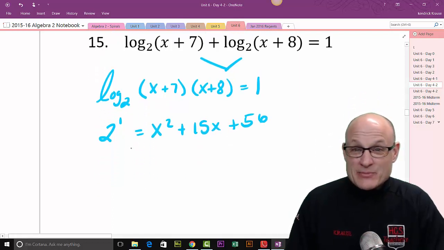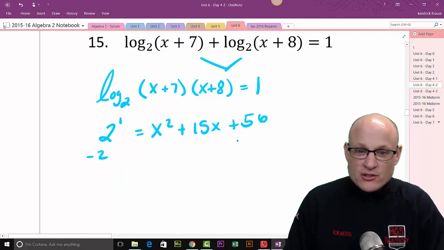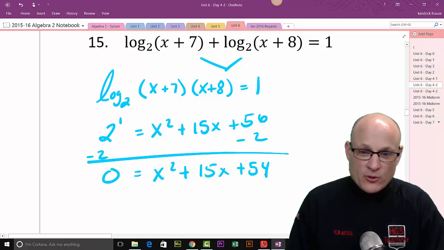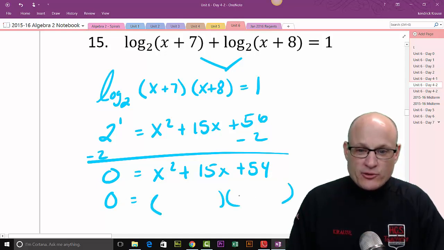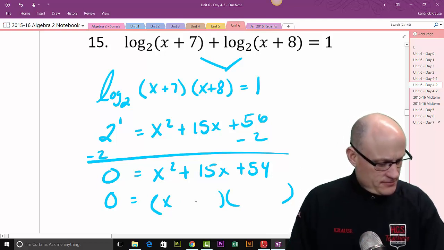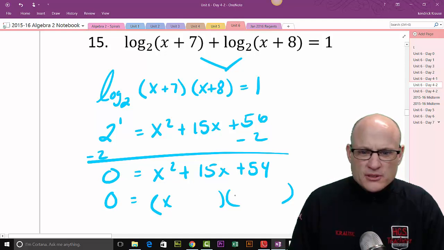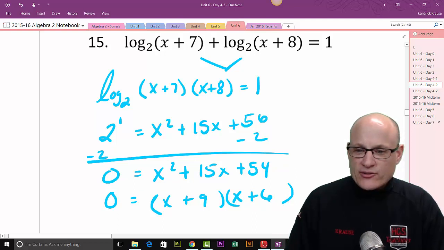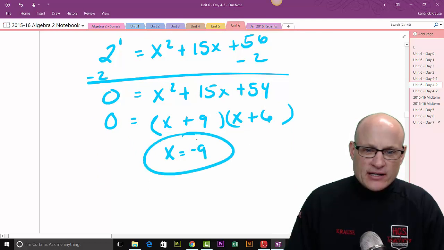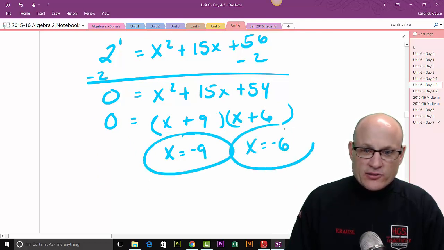It's a quadratic that needs to be set equal to 0, so I'm going to subtract 2. Subtract 2. Right? I get 0 equals x squared plus 15x plus 54. I need two numbers that multiply to 54 that add up to 15. And hopefully, x plus 9 and x plus 6 are my two numbers. So I get x equals negative 9 and x equals negative 6.